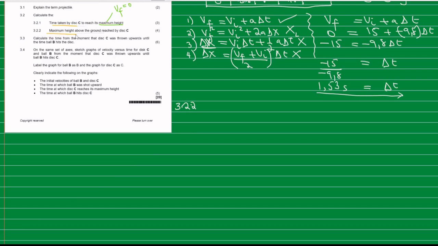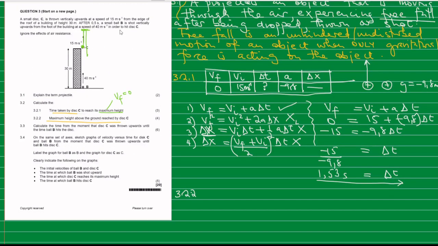So what we need to do to work out this one is, our disk C was thrown up from a height of 30 meters, from the edge of this roof. It went a further distance up. So first we need to calculate that distance, which is our displacement. We need to calculate how high it went up. Once we get that displacement, we are going to add it to 30 meters, because the question is asking us to calculate the height above the ground.